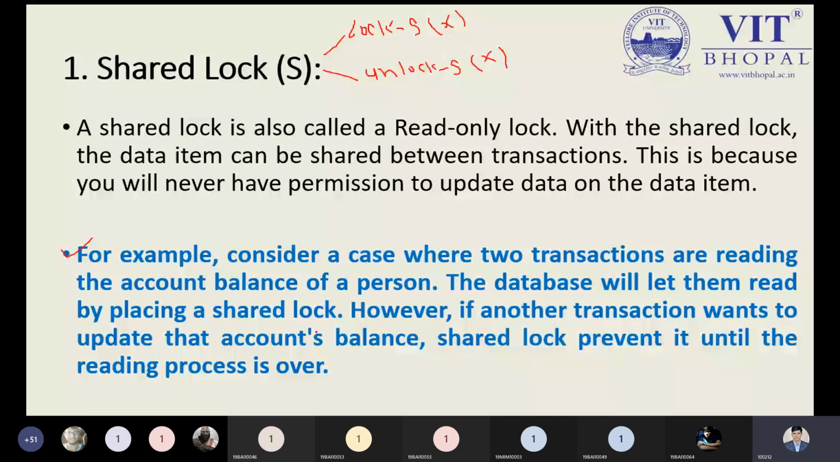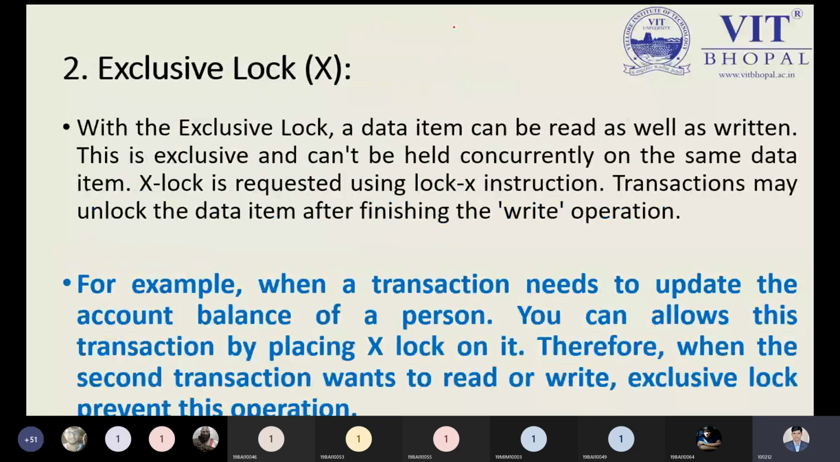If you want to update, then we have an exclusive lock, and this exclusive lock is written as lock X, where the data item is X. See, this X is the data item, which could be A, B, C, D, anything, and X is the exclusive symbol for the exclusive purpose, and we are using a locking mechanism. And if you want to unlock, how can we do it? Unlock X: unlock the data item in exclusive mode.